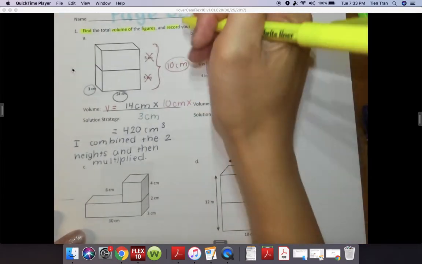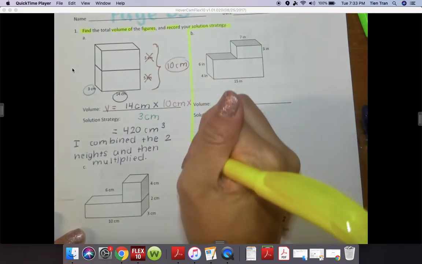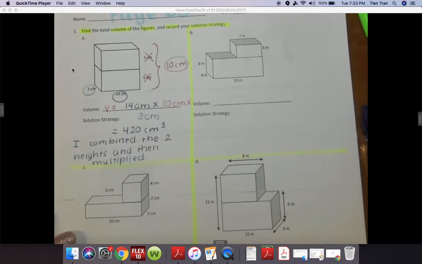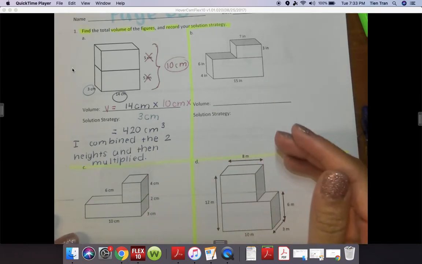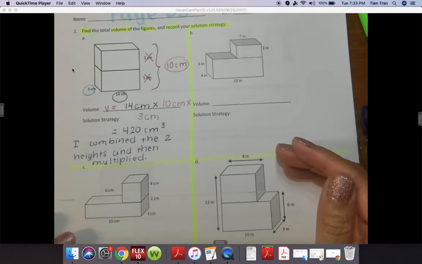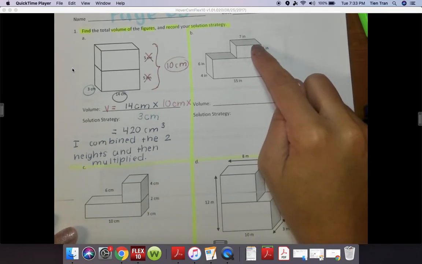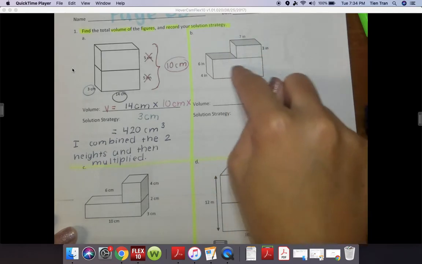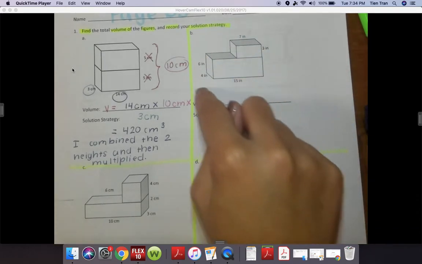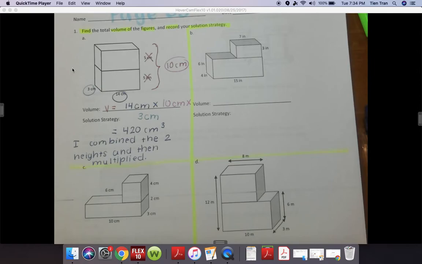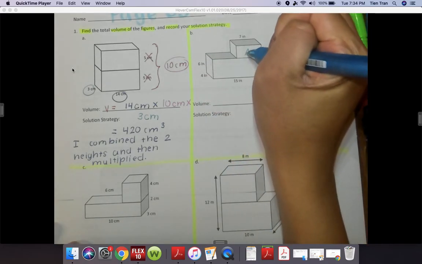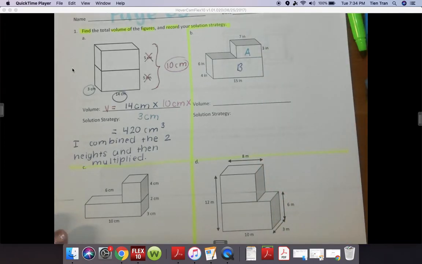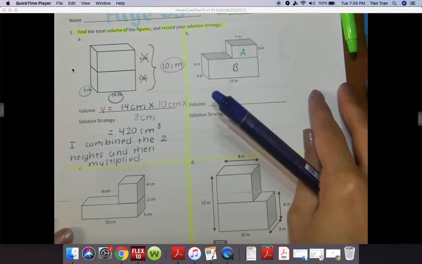Now, for problem B, I'll draw a line so that it's easier for you guys to see that it's separate. For problem B, I'm looking at my problem again. And what I can do is I can find first the volume for this rectangular prism, and then I can find my rectangular prism for B. So I'm going to label this as A and this one as B so that you guys know which rectangular prism I'm solving for.